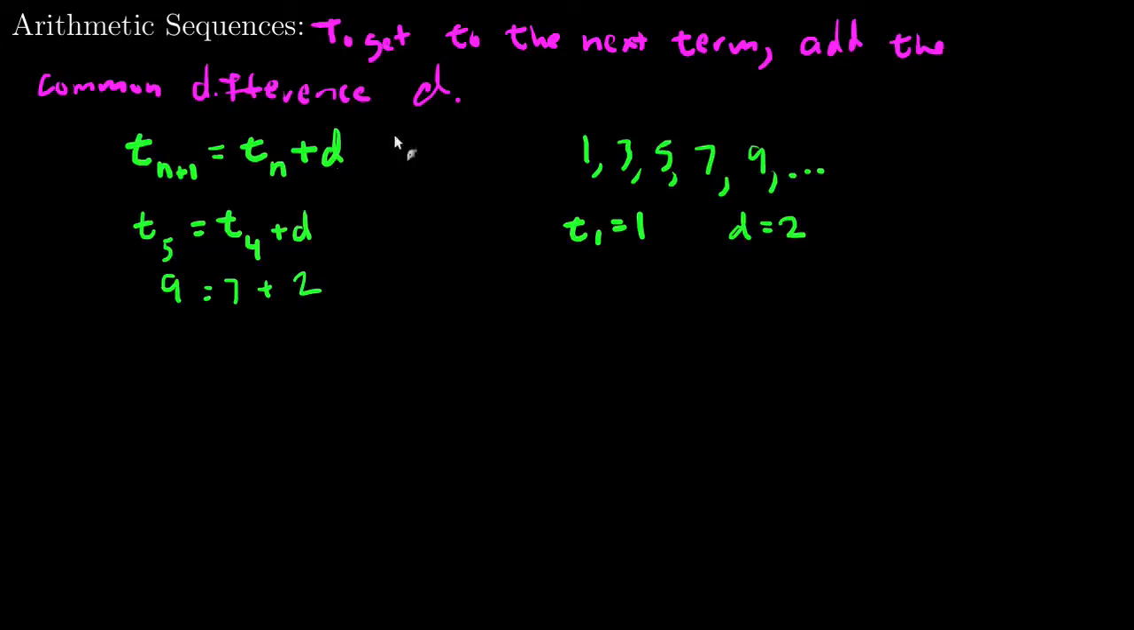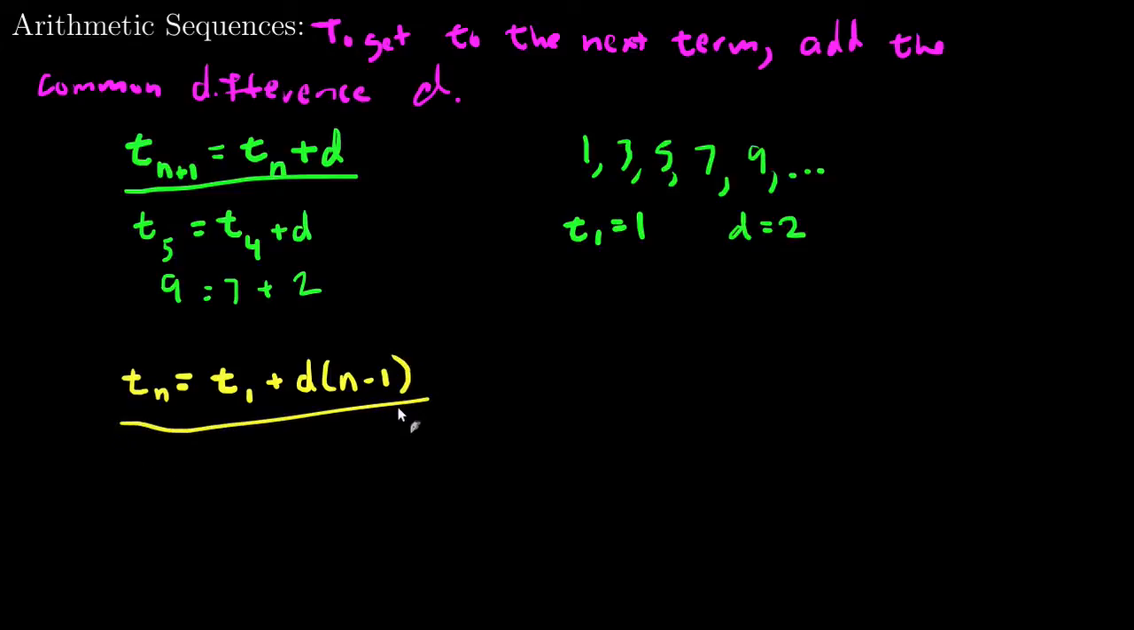But it's not very useful if I want to get to a very large indexed term, very far down the list, because I don't want to have to, let's say, add the common difference 1,000 times. So here's the recursive, and we also have a sort of a closed form for this, saying that to get to the nth term, I'll take the first term and add on the common difference n minus 1 times. And the idea is, if I want to get to the 100th term, I need to add on d 99 times. To get from the first to the second term, I add d once. First to the third term, I add d twice. So that's why I'm adding d n minus 1 times.